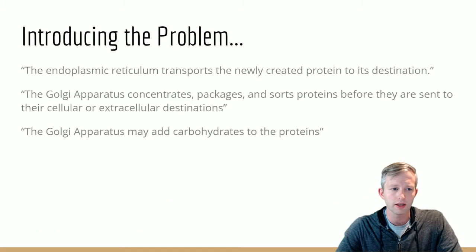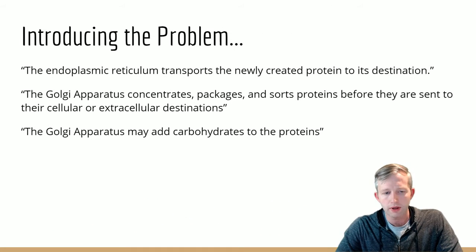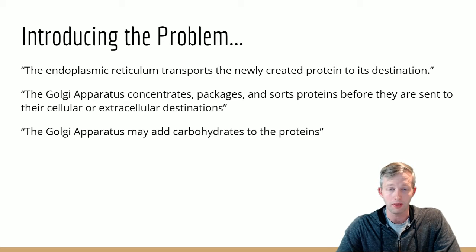And so let's look again at some statements. The endoplasmic reticulum transports the newly created protein to its destination. Think about some problems there, or at least some questions that we should be asking in response to a statement like that. The Golgi apparatus concentrates, packages, and sorts proteins before they're sent to their cellular or extracellular destinations. Again, some problems. And the Golgi apparatus may add carbohydrates to the proteins. I mean, right away, the word "may" should set off some alarms. Like, it might? What decides if it does or doesn't? Certainly not the Golgi, because as we established, it's not alive.